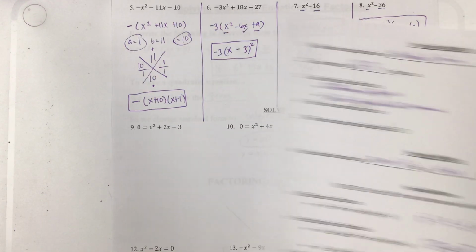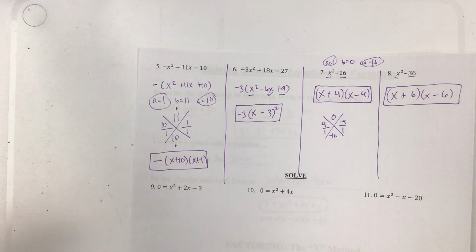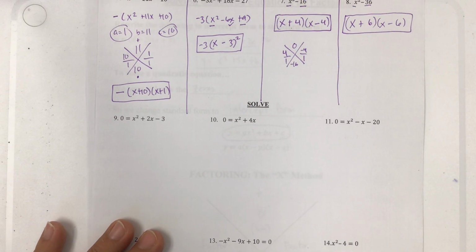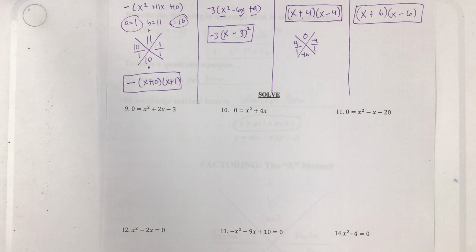So pretty much, if you look at these previous problems that we have, you're really just doing the x method and you're setting it equal to 0 and you're solving it. So it's kind of what we've already done from last week on Thursday. But let's go ahead and put this all together.